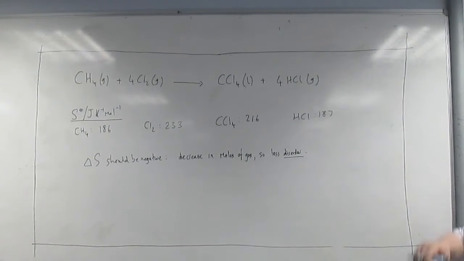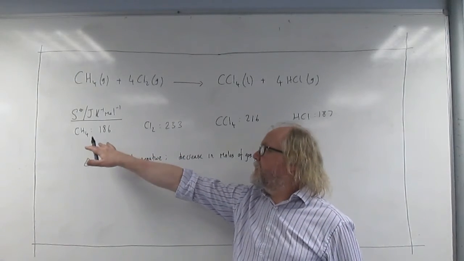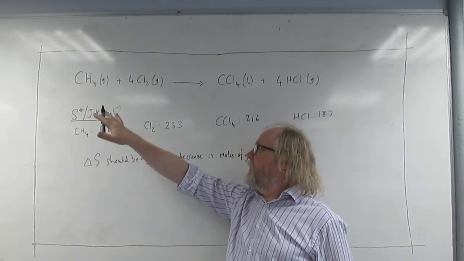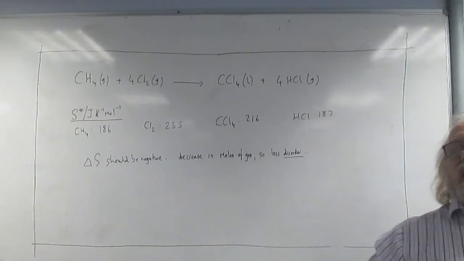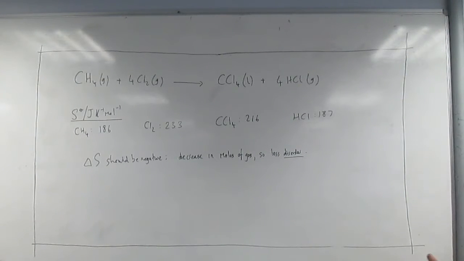So the next thing then is that we can actually use these numbers to calculate that to see if it's true. So these are molar entropies. So that means that a mole of methane has this much entropy, 186 joules per Kelvin per mole. And these are numbers which can actually be measured, and we don't need to know how you do that, but these numbers are known because they can actually be physically measured. And you can use them to calculate what delta S would be.